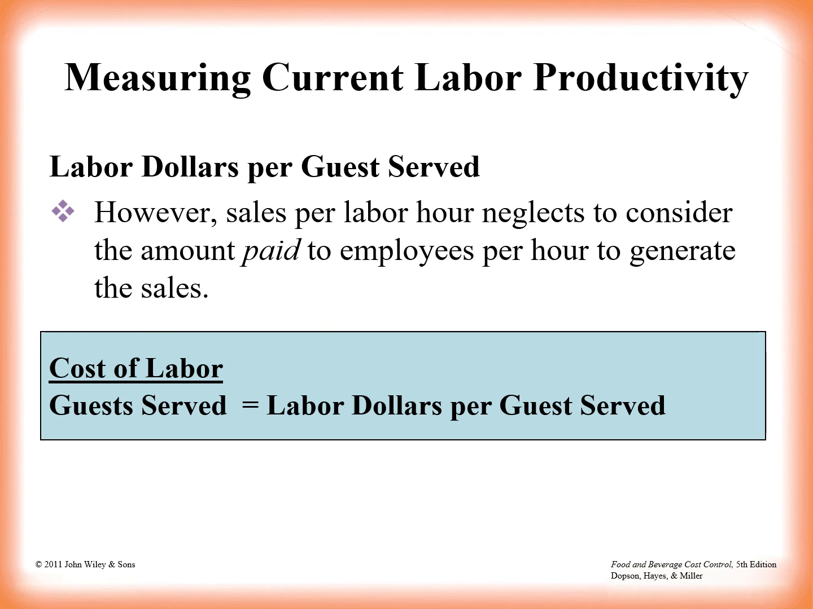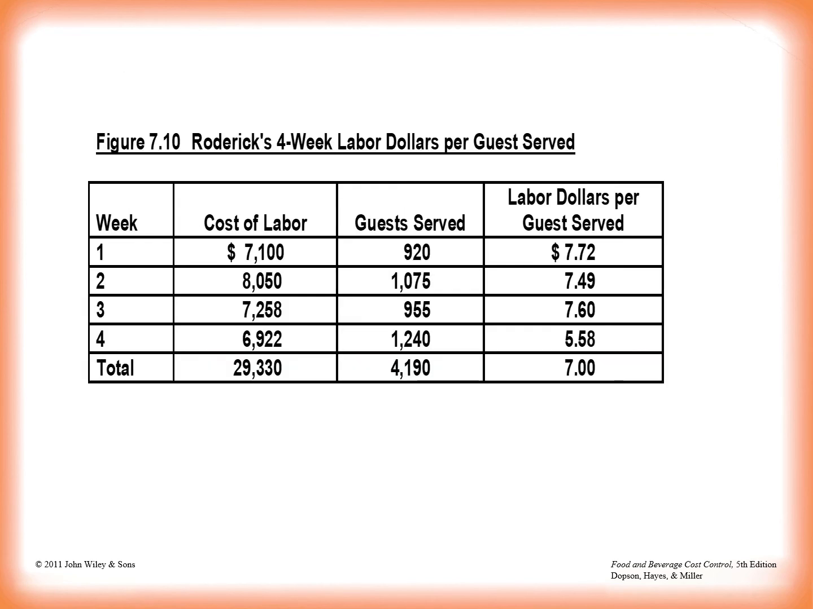but that doesn't consider how much I pay my employees. Some employees get paid more. So I can take that out of the equation by taking the cost of labor and dividing it by the guests served, and that gives me the labor dollars per guest served. So, let's say I spend $1,000 on labor and serve 20 guests. Well, that means that for every guest I serve, I have to spend about $40. Again, that helps me understand how I need to manage.